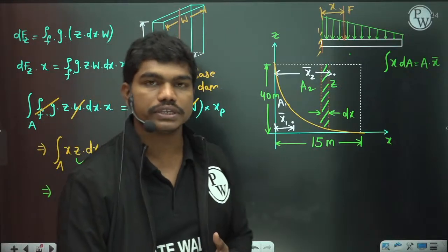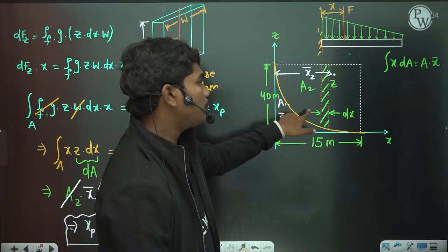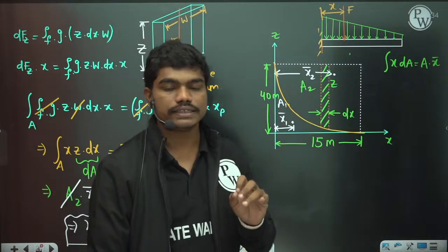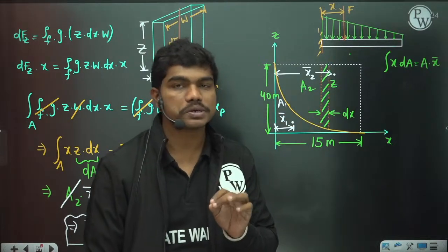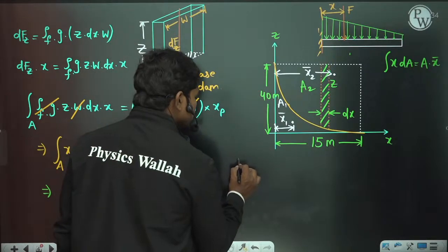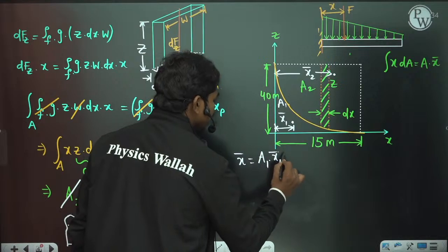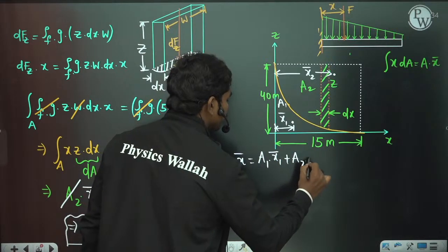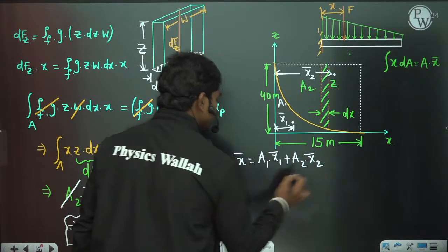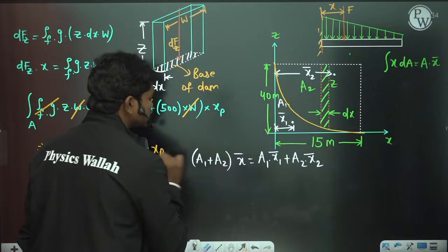You might have learned about composite figures. Whenever there is a combination of two areas, you know how to calculate the x coordinate of the centroid. Correct, so how will you do that? X bar is equal to area 1 into centroid of this A1, plus A2 into centroid of this A2, divided by this complete A1 plus A2. Correct, this is what you have learned.